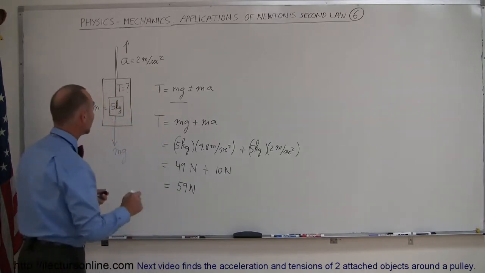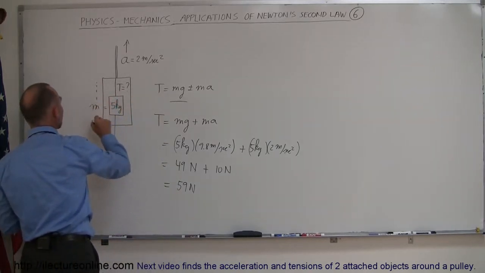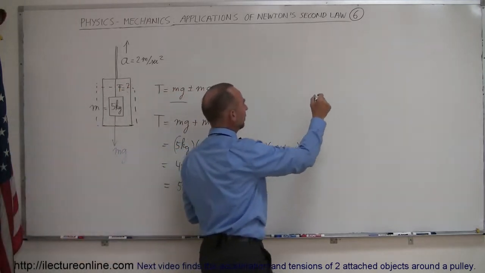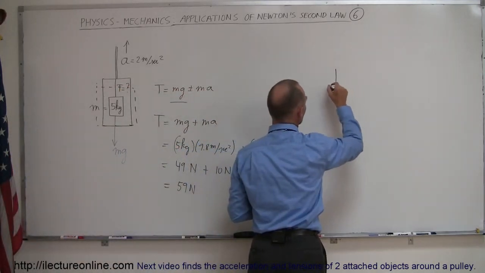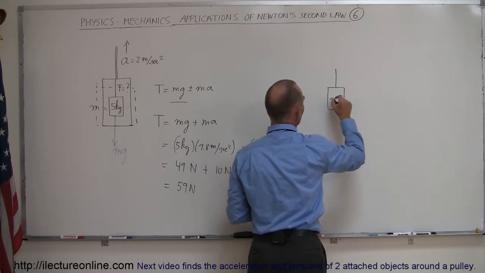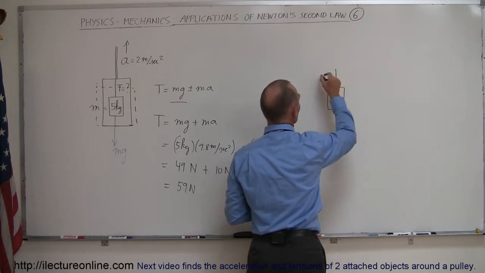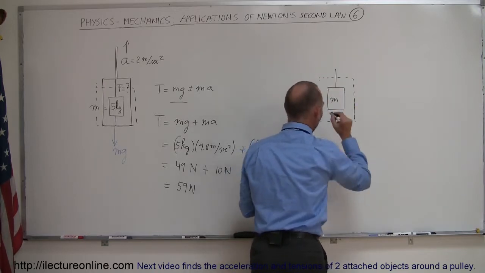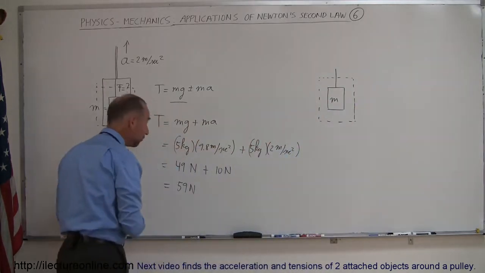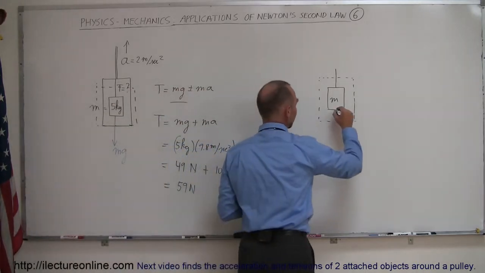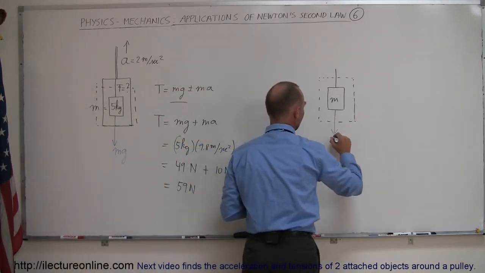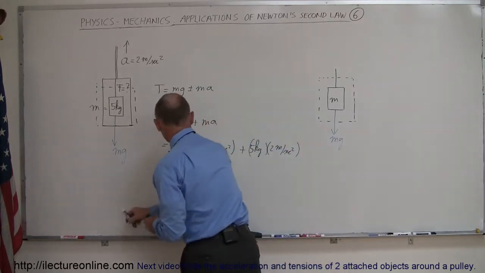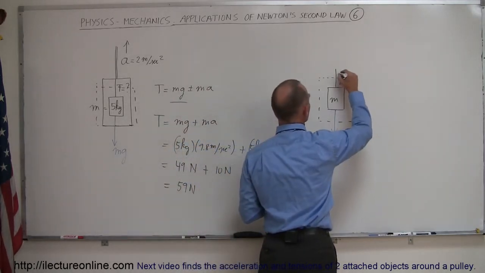Another way to look at it is to say, well, let me draw a free body diagram right here, like so. Let's put it over here. So here we have the tension and the mass of the object. So there's the mass, and we want to see what all the forces are acting on that. Well, for one, we have the weight pulling down, so this would be mg, and then we have the tension pulling upward.